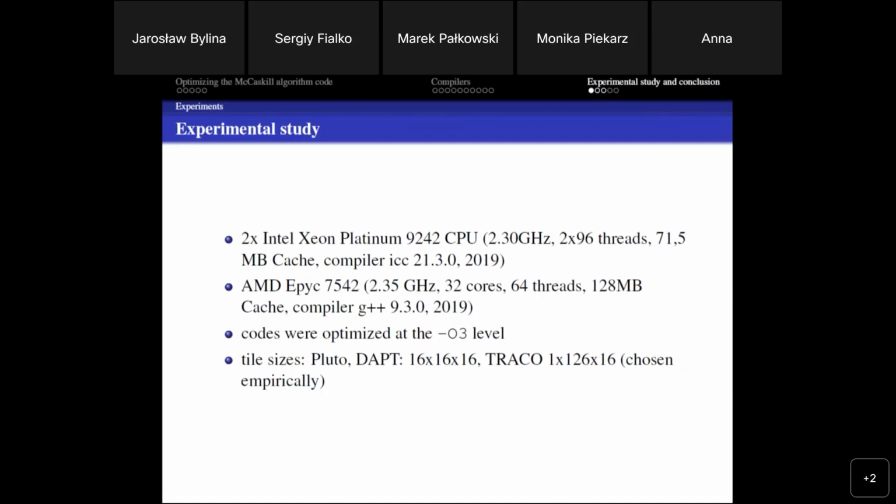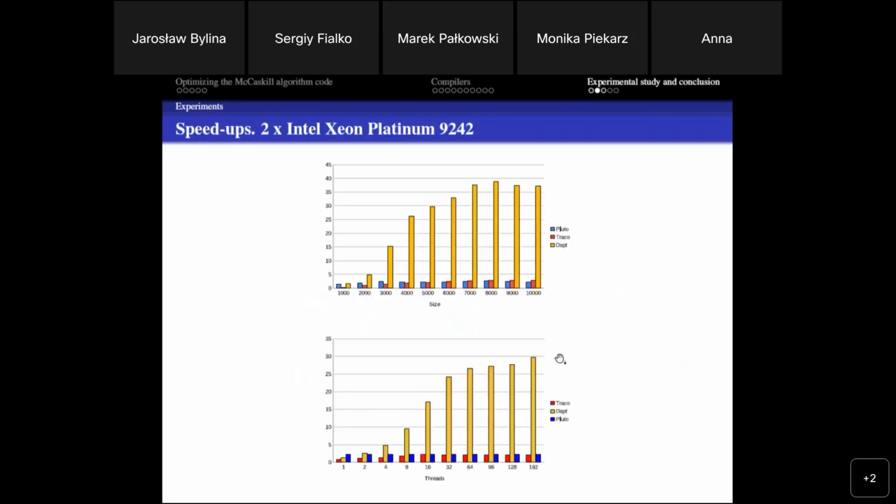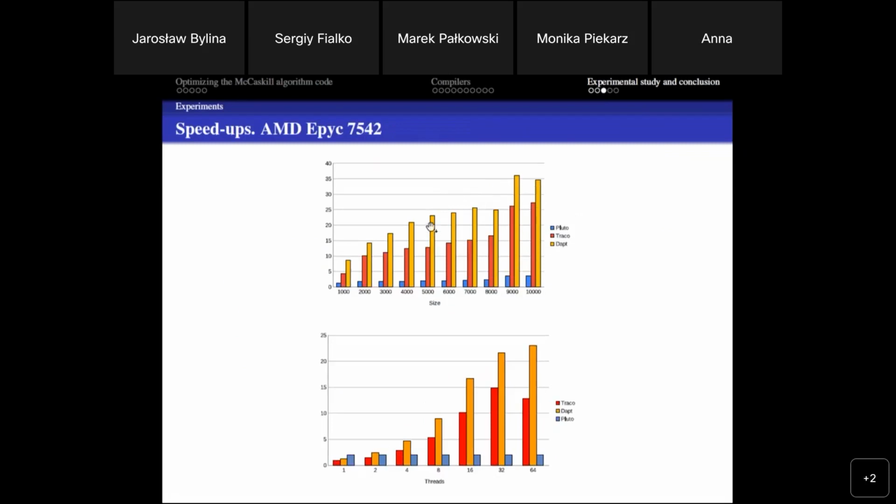So that was our environment, and we achieved very good times for the Intel machines. It was very scalable, and TRACO was similar because TRACO has worse tiling. For the AMD EPYC, the results were much better than TRACO, but closer.